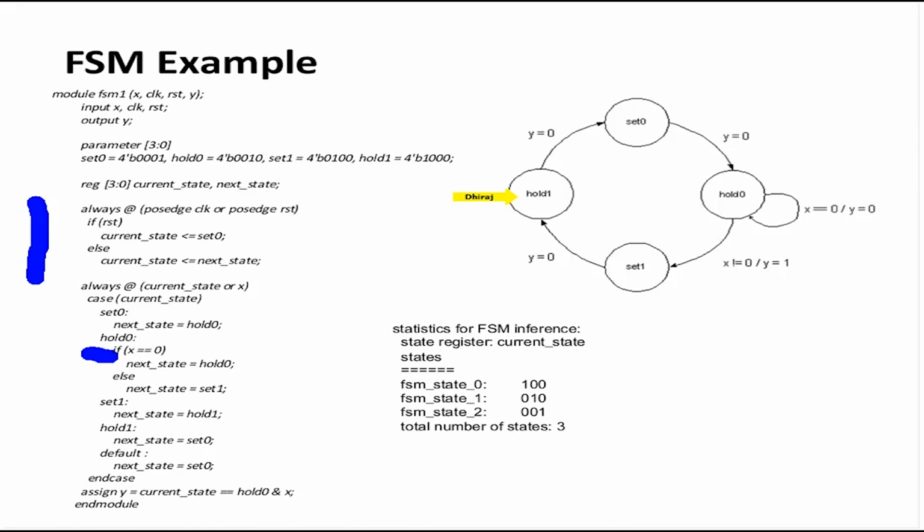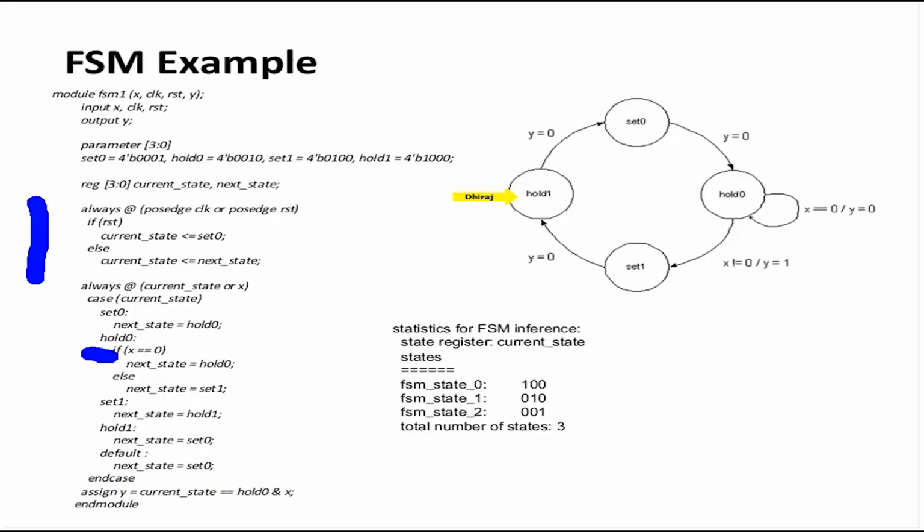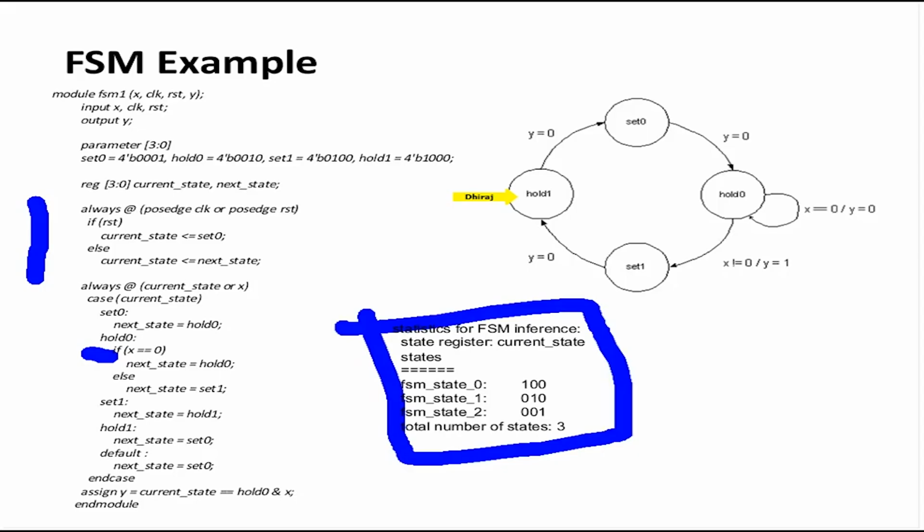Now in this case, if you set the variable FSM model is running to true, Design Compiler will give this kind of statistic. This statistic is not matching with the code here, I know, but you could have. It will tell you what the states are. It will give you the parametric codes here. It will tell you how many states there are.